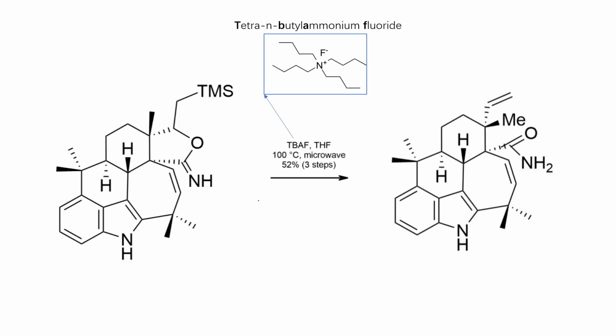Now TBAF is a very common fluoride source. Now what does fluoride do? This is what I talked about before, that we've got various ways to get rid of TMS. This is the other way, by using a fluoride group to get rid of the TMS. However, this is a completely different mechanism, because this TMS is attached to a carbon, but the last TMS is attached to oxygen, and oxygen could take another acid, but for this one you can't really do that.